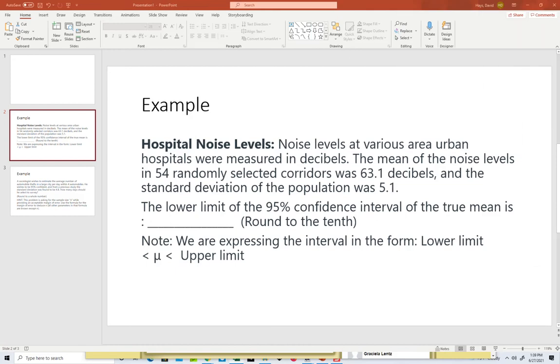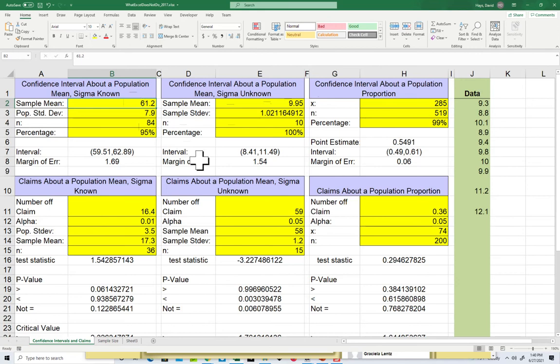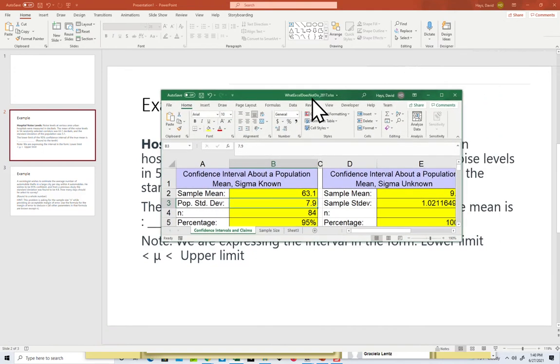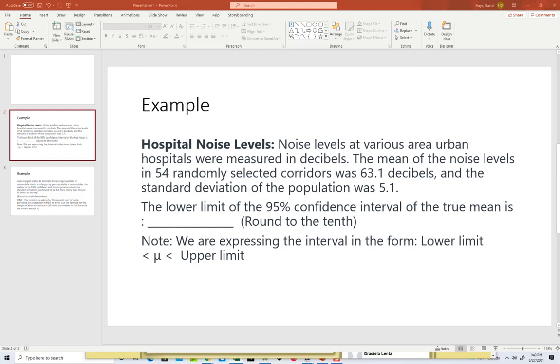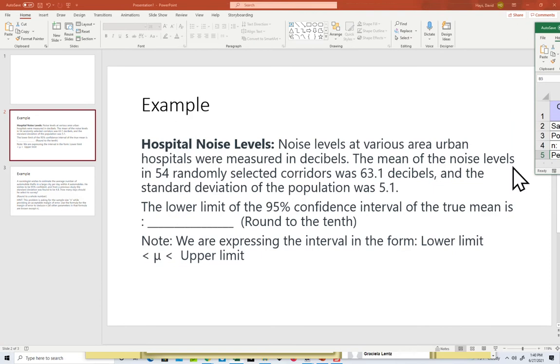It's our sample mean. It says the mean of the noise levels in 54 randomly selected corridors was 63.1. So I come here and I put in 63.1. Population standard deviation. It says the standard deviation of the population was 5.1. So I put in 5.1 for the population standard deviation. Now it says mean of the noise levels in 54 randomly selected corridors. So n is 54. And the percentage is this right here.